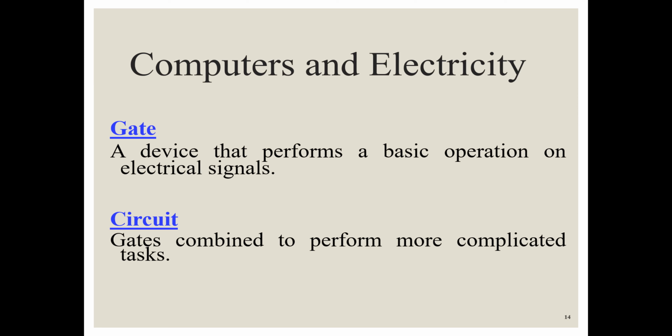This logic circuit, or gate, is a device which performs operations mainly on electrical signals, mostly in the form of 0 and 1, which are given as inputs. Then circuit: gates combined together form more complicated tasks. So a circuit is nothing else but a huge design formed with the help of a combination of different kinds of gates.